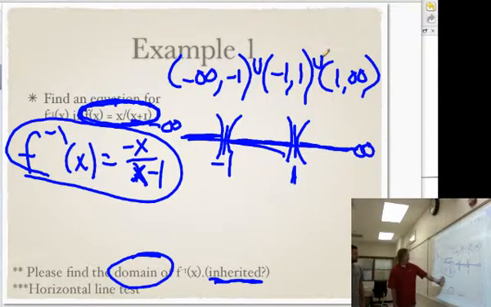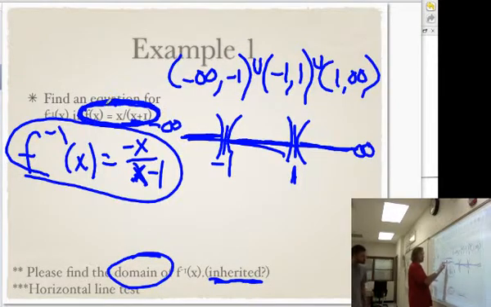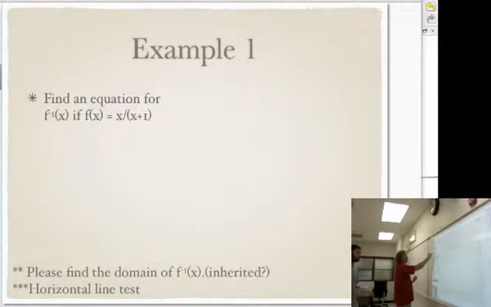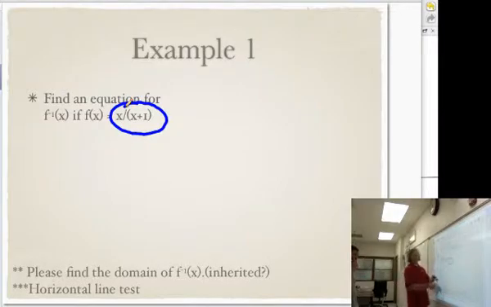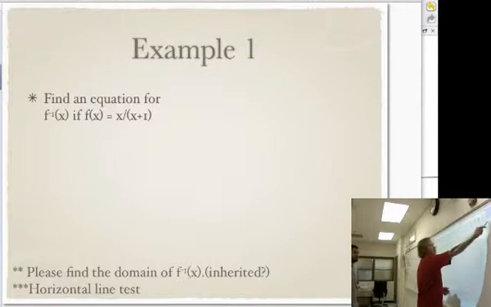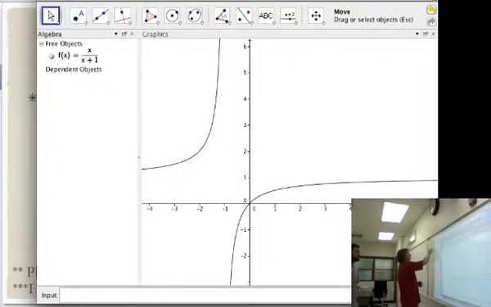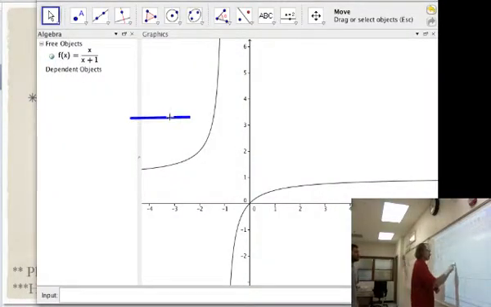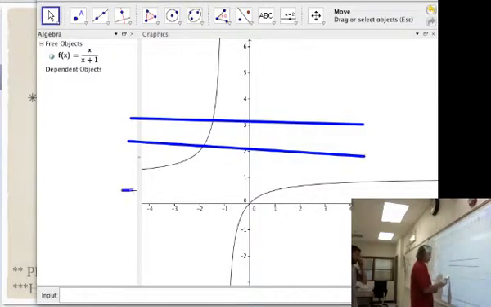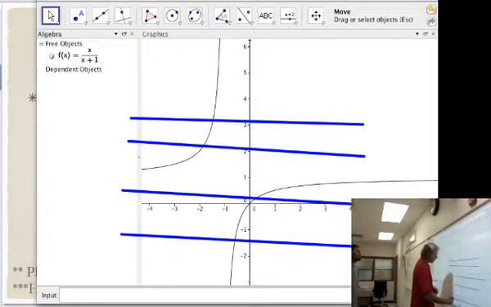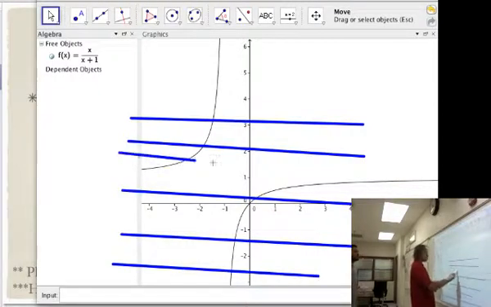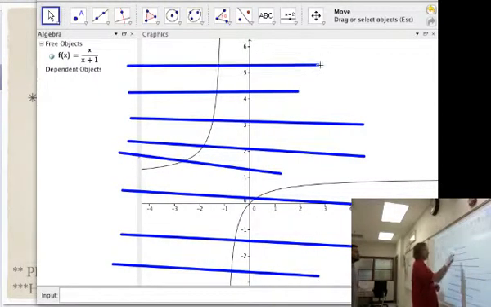Now, the horizontal line test. Sometimes they'll ask you, is the inverse of this function also going to be a function? Remember, to find out if this was a function, we use the vertical line test. To see if its inverse is a function, we use the horizontal line test. If we graph that thing and all of our horizontal lines only hit the graph at one spot, its inverse is going to be a function.